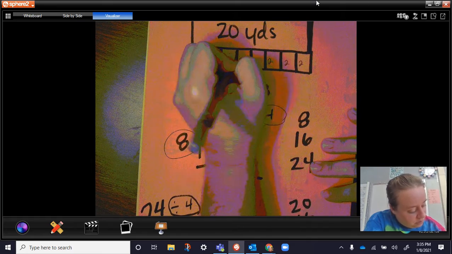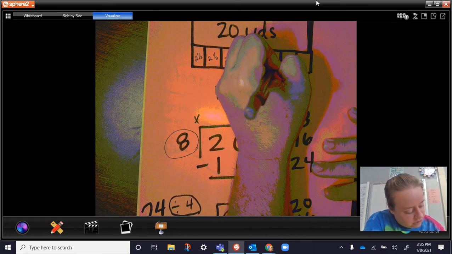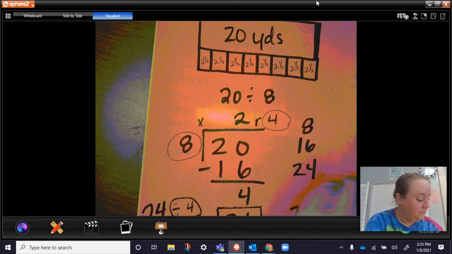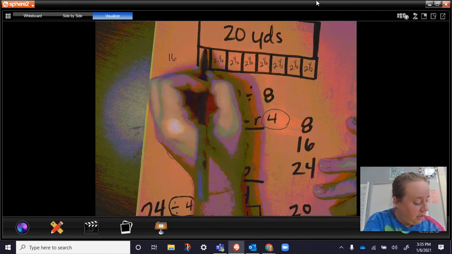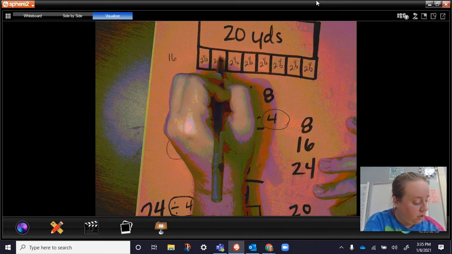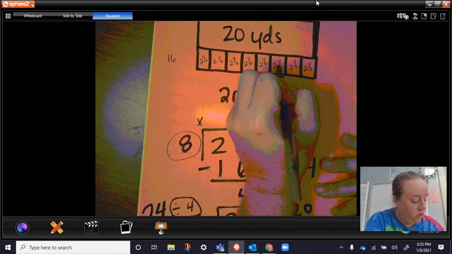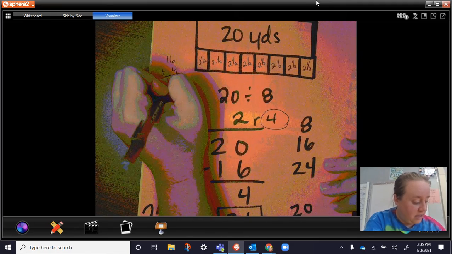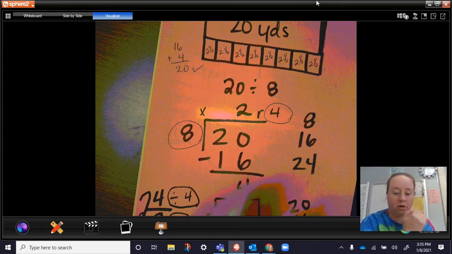So if we added up all of this, we should get back to 20. So we can go and we can check ourselves. So all of those 2's equaled 16. A half and a half is a whole, so that'd be 1 whole, half and a half, 2 wholes, half and a half, 3 wholes, half and a half, 4 wholes. When we add that together, we get back to our 20 yards, so we know that we did it correct.